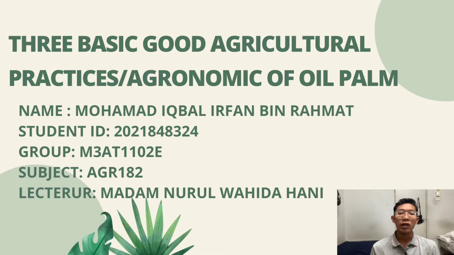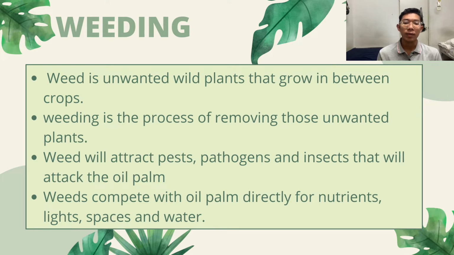2021848324. I would like to present about 3 basic good agricultural practices or agronomic of oil palm. So let's begin with weeding. Weed is unwanted wild plants that grow in between crops, while weeding is the process of removing those unwanted plants.